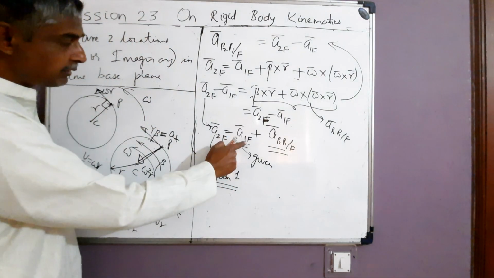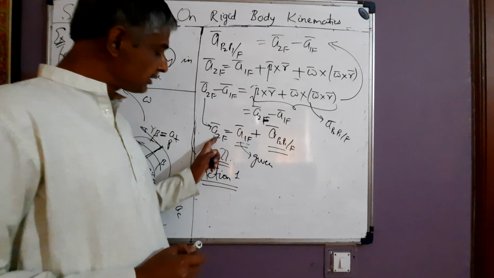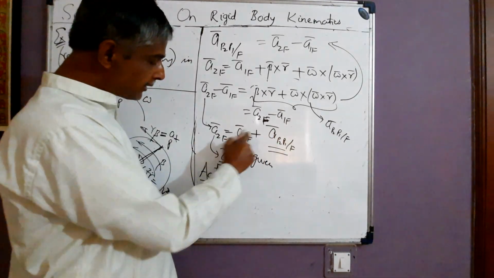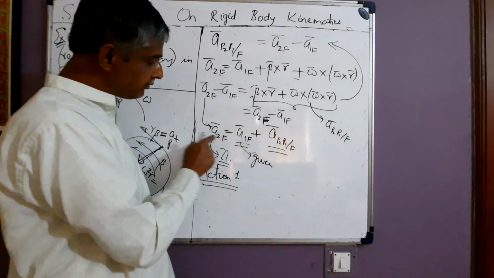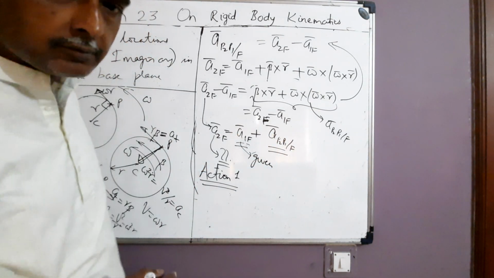Give the acceleration of P1 with respect to P2. See, the acceleration of P2 with respect to frame F is the vector sum of these two. If we impart these two accelerations to P2 and add them vectorially, we get the acceleration of P2 with respect to frame F. Alright, fine.